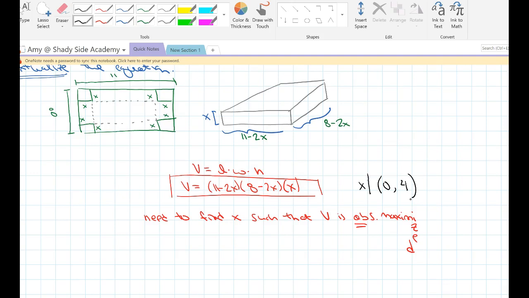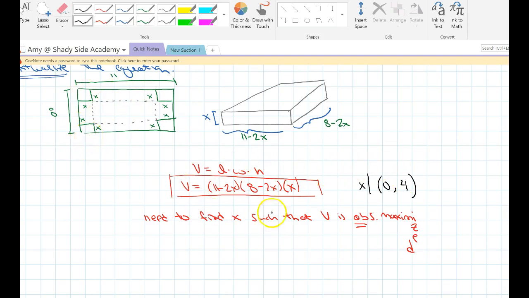Because if I dove into this and forgot about context, maybe I would find something like, oh no, there's an absolute max V when x equals 228. Circle the answer, move on to the next question, and the person next to you would say, what on earth? How could you possibly cut 228 inches out of a piece of cardboard that is 11 by 8, right?